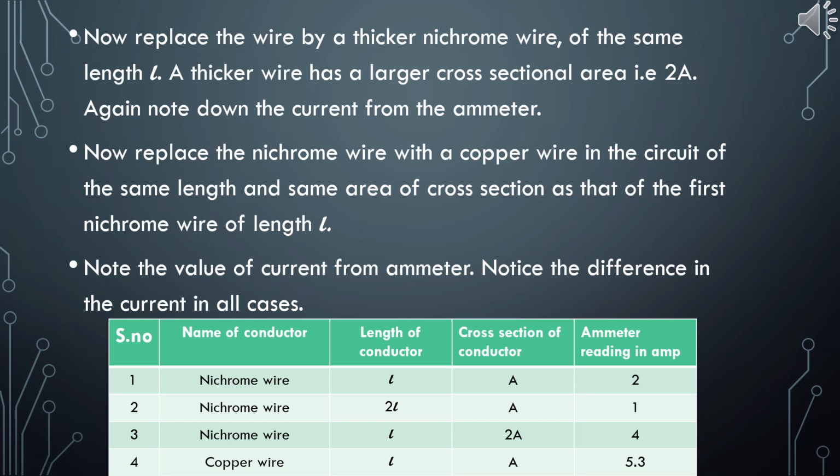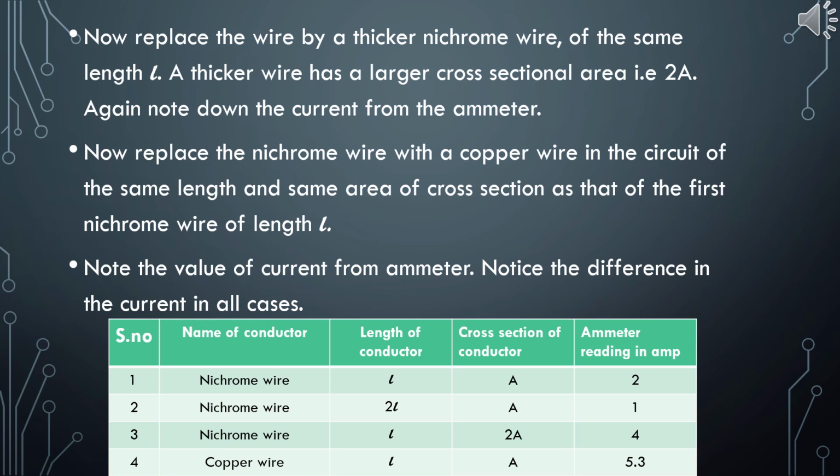Now replace the second wire by the third wire, that is a thicker nichrome wire of the same length L and the cross-section area doubled, that is 2A. Again note down the current from the ammeter in the table. Now replace the third wire with the copper wire of length L and cross-section area A and note down the ammeter reading. Notice the difference in the current in all these cases. Let us analyze from the table.